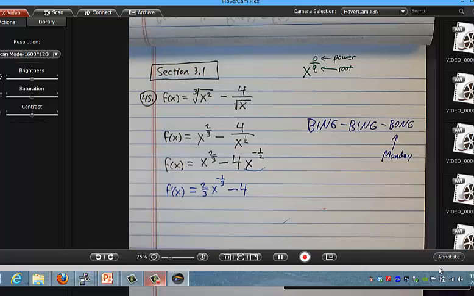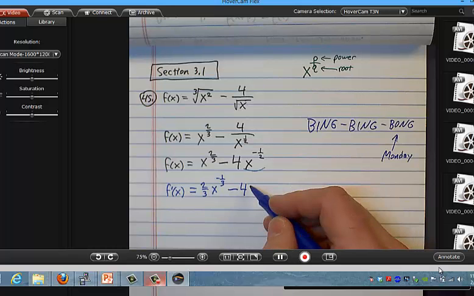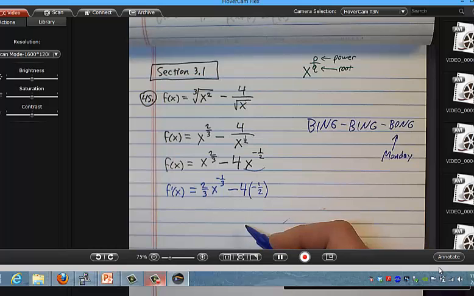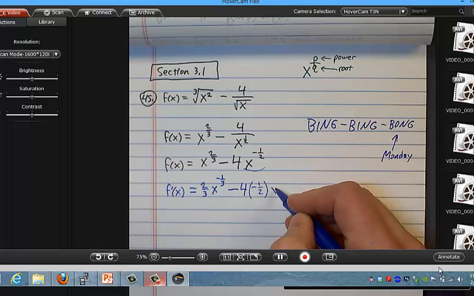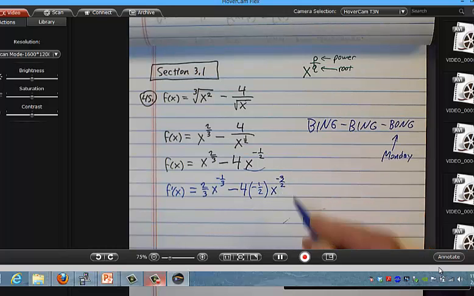So you know what I'm going to write down next? Almost. Bing, negative 1/2. And then bing, we write x to the what? Yeah, you better be good with your fractions in this class. I mean, we have to be careful, right? There's a lot going on here.